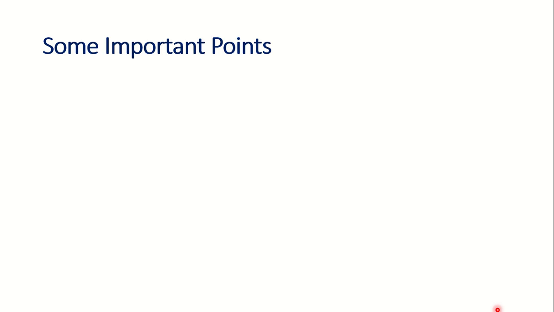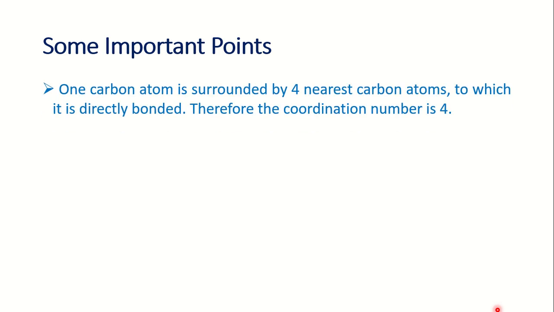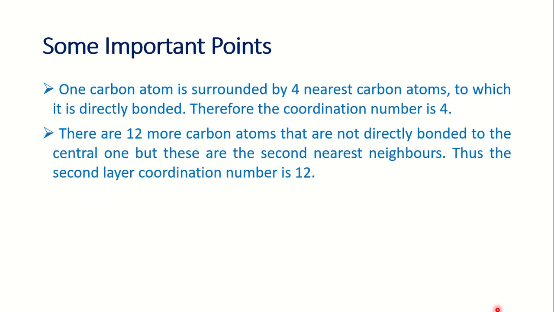Now some important points. One carbon atom is surrounded by 4 nearest carbon atoms to which it is directly bonded by means of sigma bonding. Okay, sp3 orbitals overlap head-on, and these bonds are formed, therefore the coordination number becomes 4. Now what is the second nearest neighbor? The number of second nearest neighbors is 12. So there are 12 more carbon atoms that are not directly bonded to the central one, but these are the second nearest neighbors. Thus the second layer coordination number should be what?